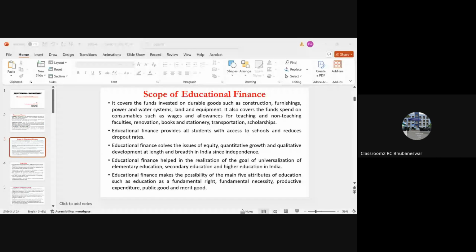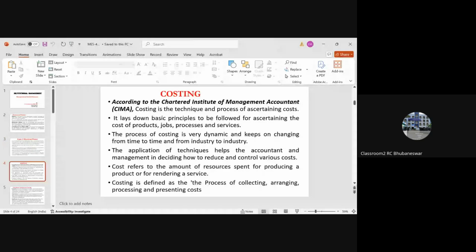Then another slide is costing. According to the Chartered Institute of Management Accountants, costing is the technique and process of ascertaining cost. Technique to ascertain the cost. Cost means value. It lays down basic principles to be followed for ascertaining the cost of products, jobs, processes, and services. The process of costing is very dynamic and keeps on changing from time to time and from industry to industry. The application of techniques helps the accountant and management in deciding how to reduce and control various costs.